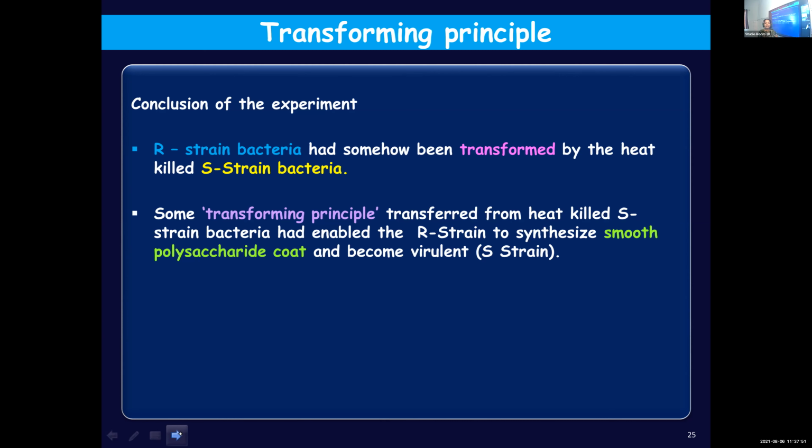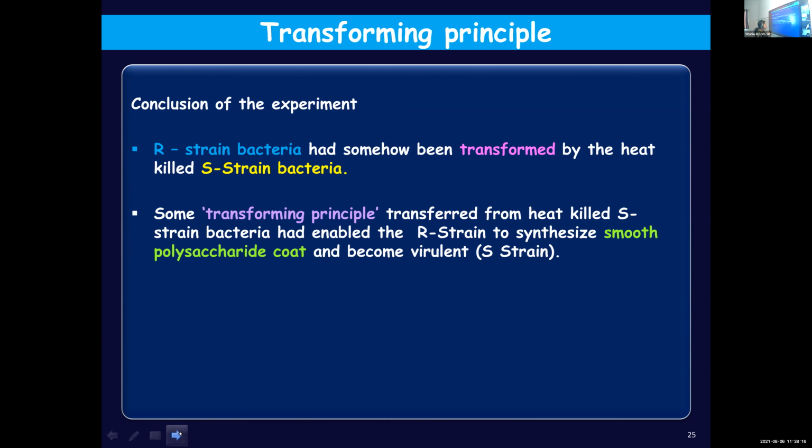The biochemical nature of this transforming principle or genetic material was unknown at that time. With the help of his experiment, he could not prove the biochemical nature of this particular transforming principle or genetic material. But it was sure that something is transformed.